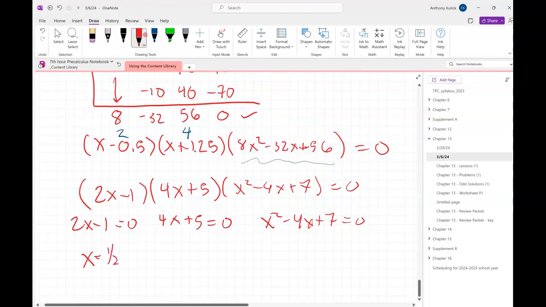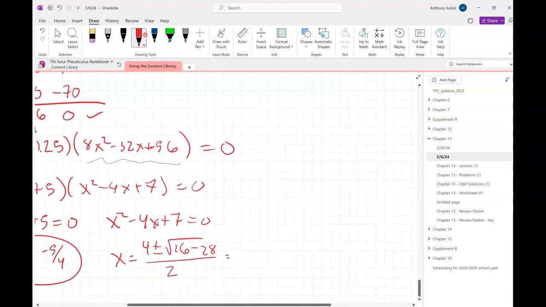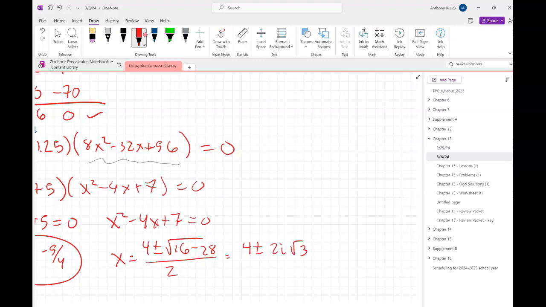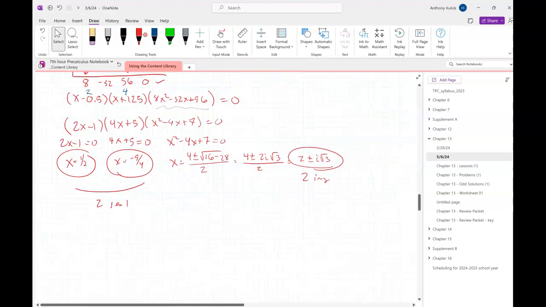I have x equals 1/2, x equals -5/4, x equals 4 plus or minus the square root of 4 squared minus 4 times 1 times 7, which is 28, over 2 times 1. 16 minus 28 is negative 12. That's going to be 2i root 3. And that reduces to 2 plus or minus i root 3. So those are my 2 imaginary. And these guys are my 2 real. And I'm done.